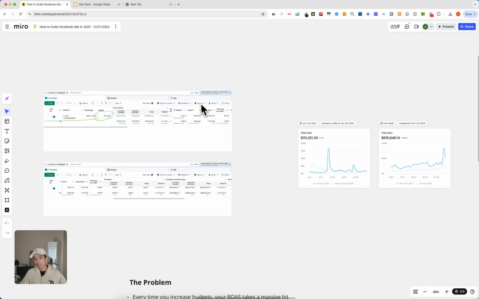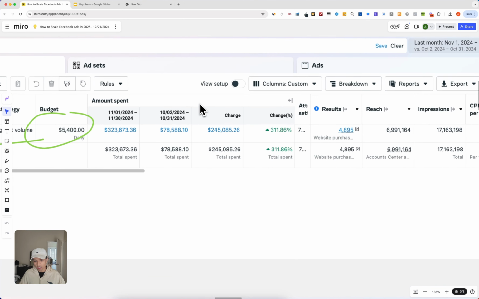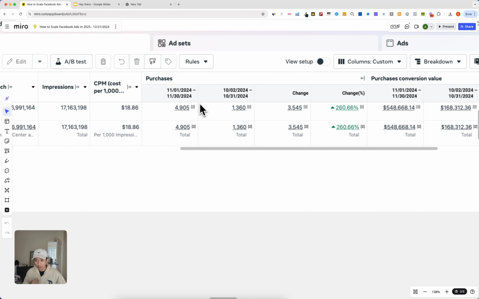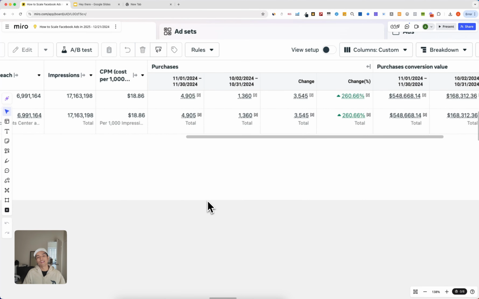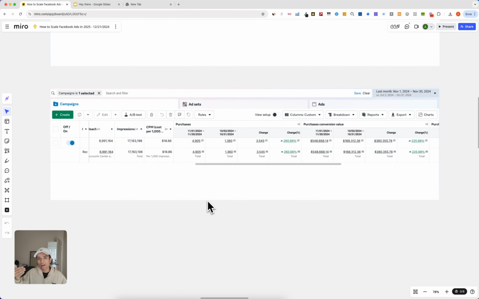So I'm going to use the example and the case study of an account that we were able to scale. We were able to increase this campaign spend by a factor of 300%, from spending $78,000 to over $300,000. And we were able to do so while also increasing the total conversion volume by 260% as well, from 1,300 purchases to almost 5,000 purchases from just this one singular campaign. And I want to teach you how you can do the exact same thing or unlock a similar level of scale with this level of simplicity in your business today.